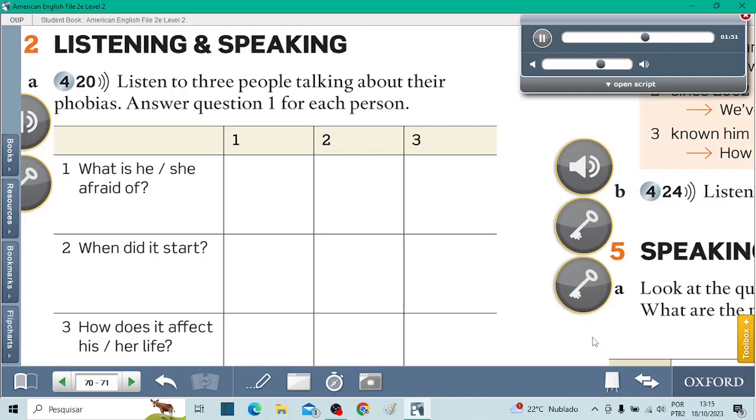How does your phobia affect your life? Well, I can't travel on crowded trains. I never ever travel on the subway because my worst nightmare would be if the train stopped in the tunnel. I also try to avoid elevators. What else? Oh, yes. If I'm flying, I have to have an aisle seat. I can't sit by the window.